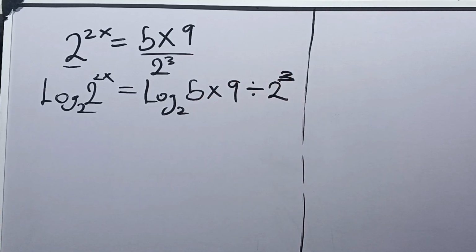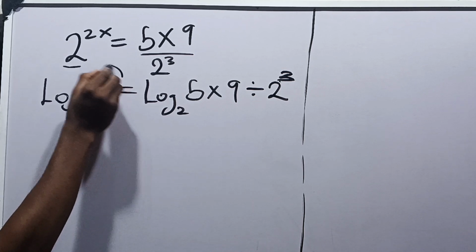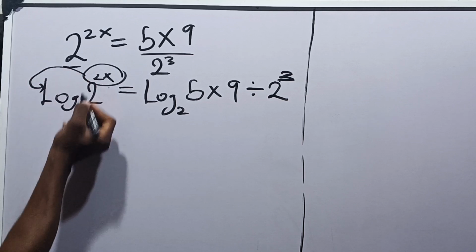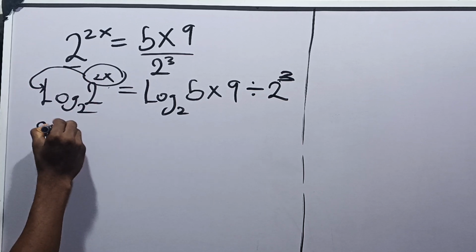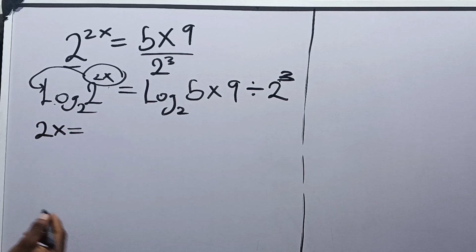Now, the logarithm of 2 to base 2 is 1, but remember it's carrying a power. When you have a log with a power, you multiply that log by that power and remove it from the top. So we have 2x multiplied by the log of 2 to base 2, which is 1, so we leave it as 1.